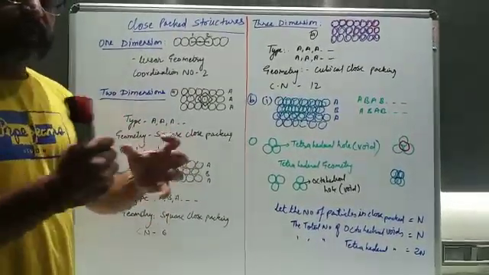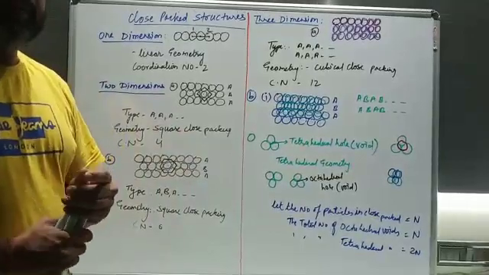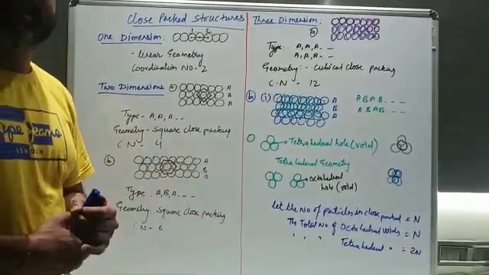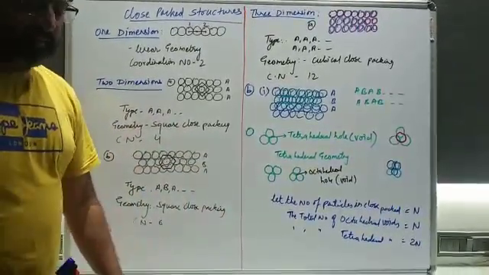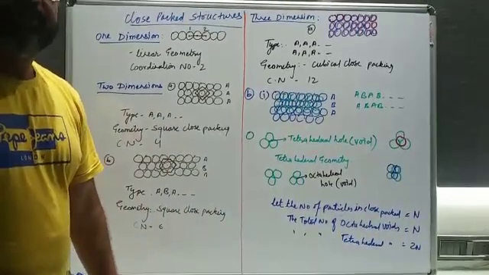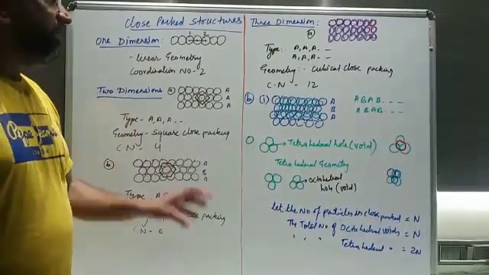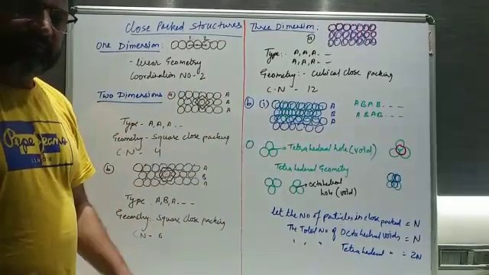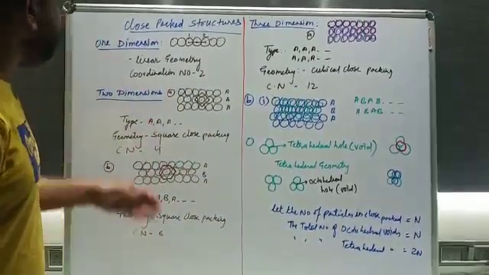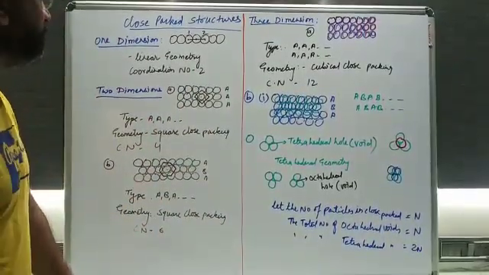See what happens when you keep all the particles closer to each other and what kind of geometry they give. So there are 3 parts: 1 dimension, 2 dimension and 3 dimension. Is it fine? So that is the close packed structure in 3 dimensions. Okay, so let's start with the first thing, that will be your 1 dimension close packing.